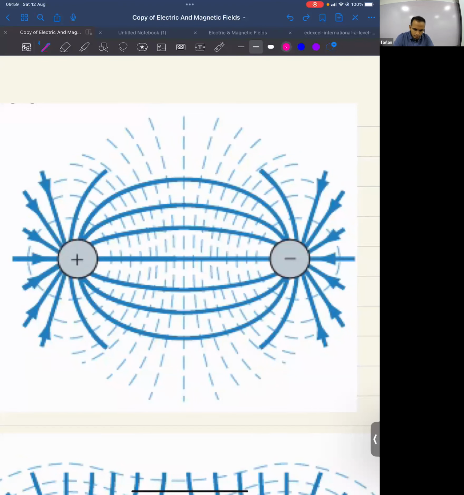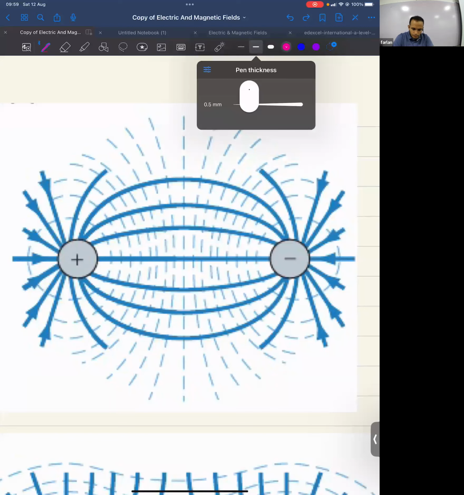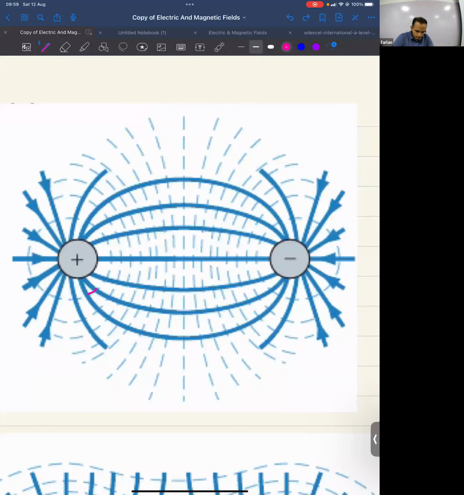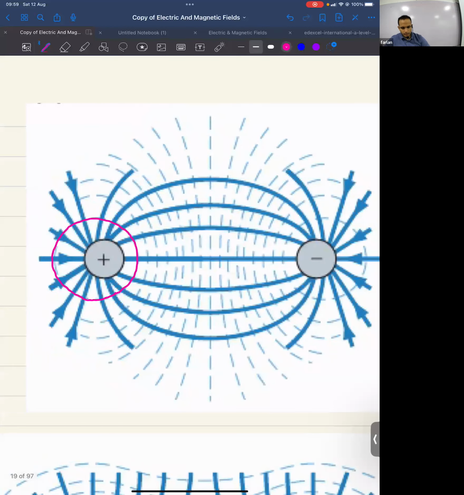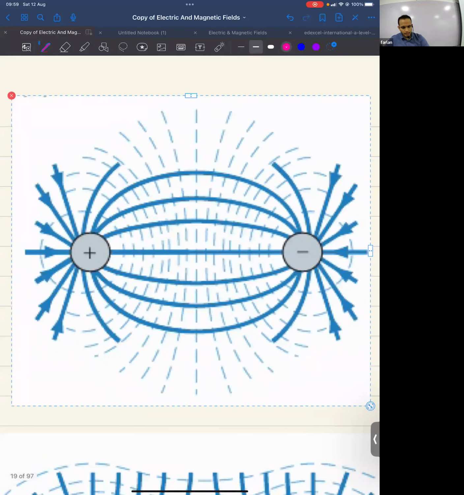And anyhow, the point to notice here is the right hand end of this circle is closer to the charge compared to the left hand. That is a significant thing to notice. I will tell you why. If you can understand why, it's easier for you to remember.